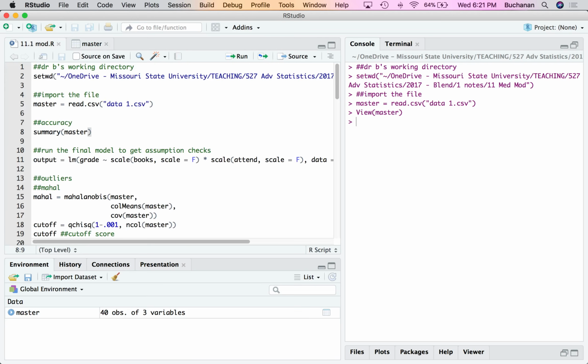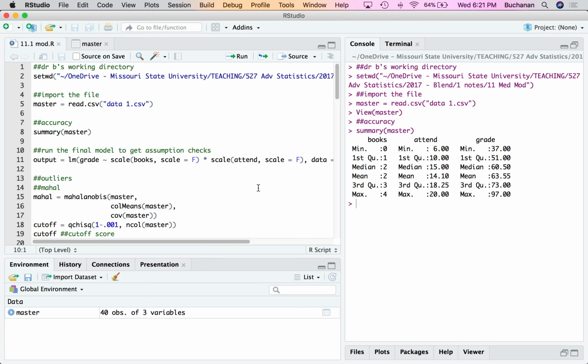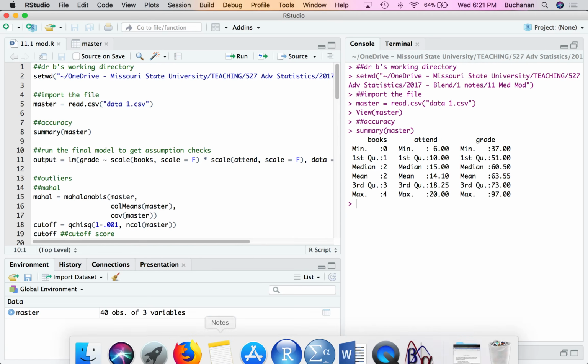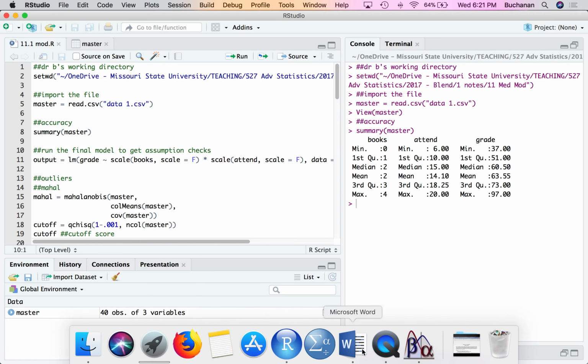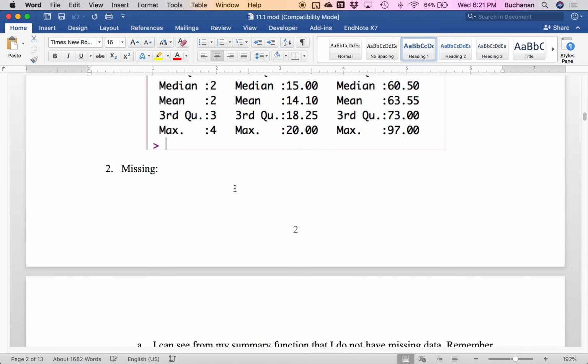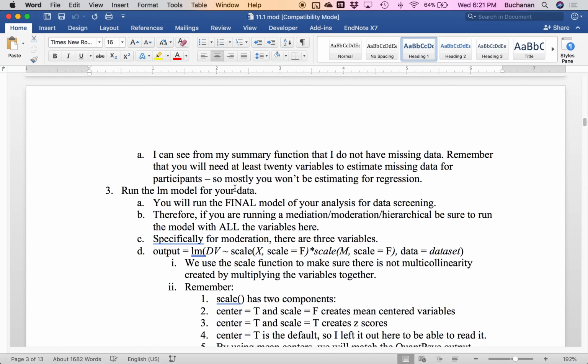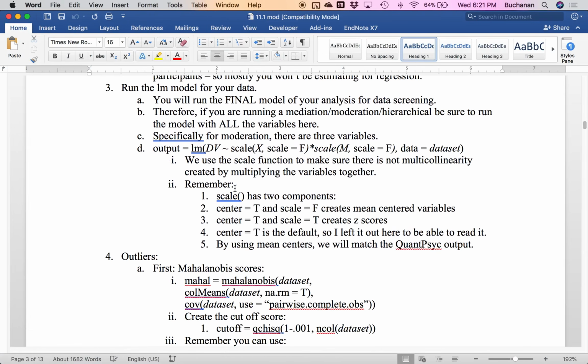All right. So first thing I'm going to do is check, make sure that I don't have any negative books or negative attendance or negative grades, and it's looking pretty good. And we're going to run this final model. And so here's another tricky point. Let me go back to my Word document here. Okay, so I know I don't have any missing data, blah, blah, blah. But what we're going to do is run that final model. So be sure you watch my regression video on data screening, because that's what we're doing here.